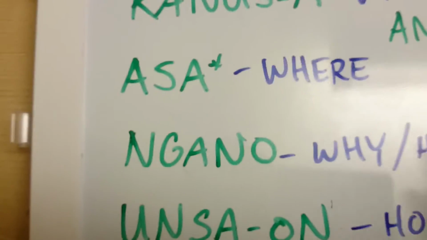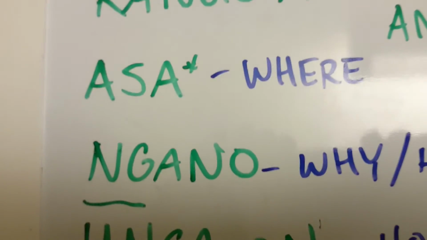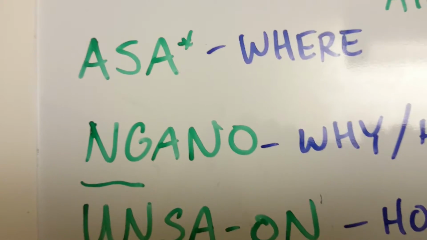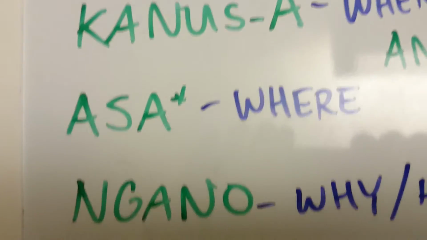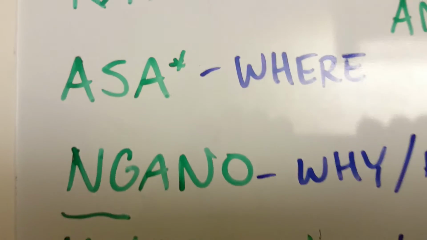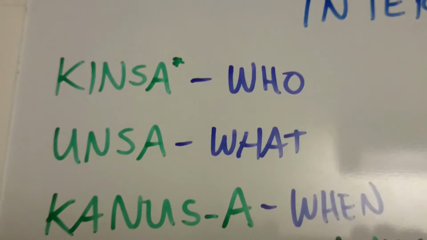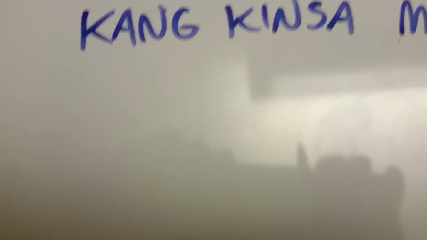Again, it has that NG consonant, right? This one consonant, NG. It might be really hard for some of you foreigners to say that. Nga, ngano, right? NG, like in sing. Just put that NG with an a, so it's nga, right? Then unsaon, so unsaon meaning how. Really easy, unsaon, right? So we have our words kinsa, unsa, kanusa, asa, ngano, and unsaon.